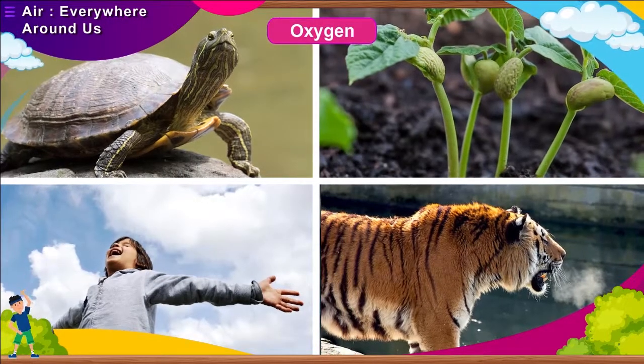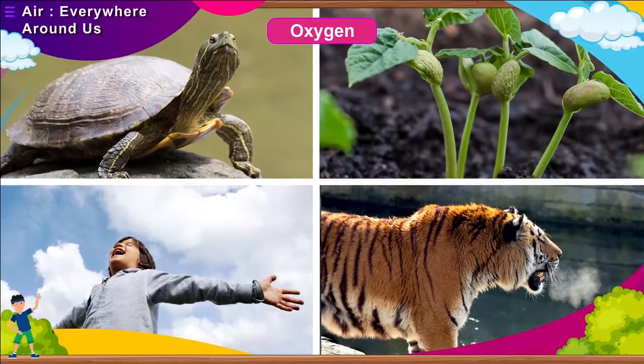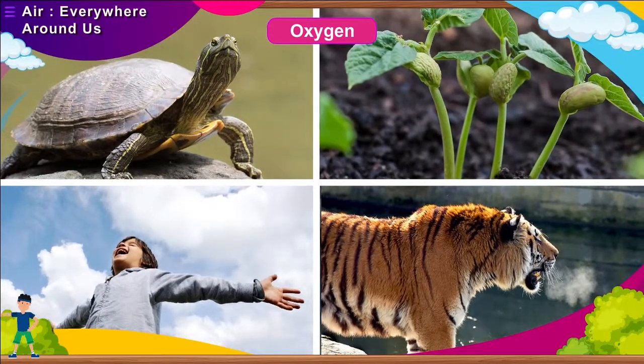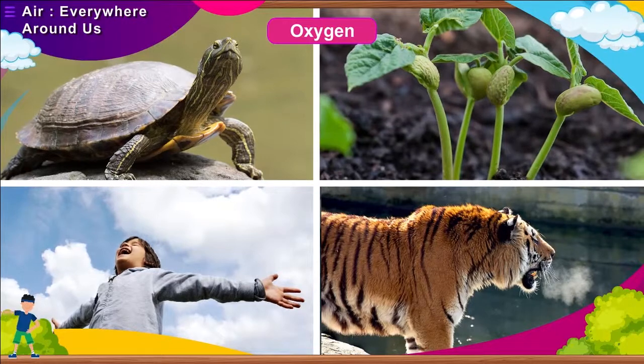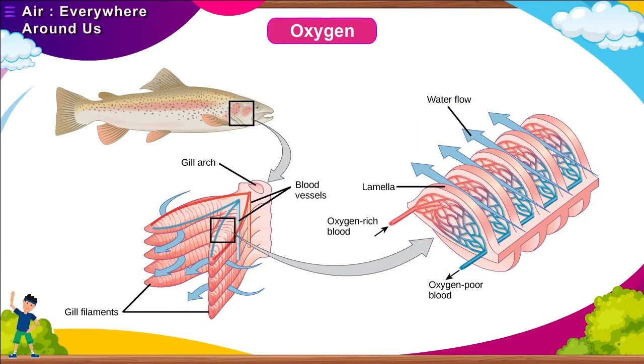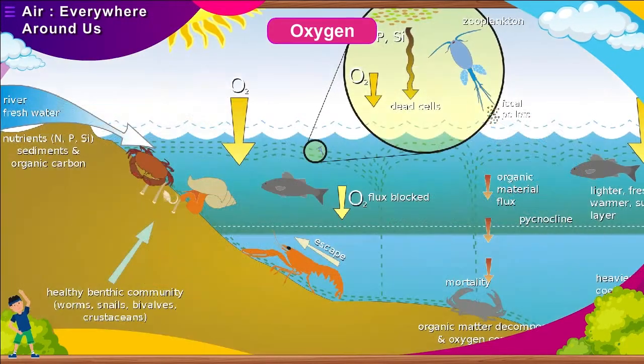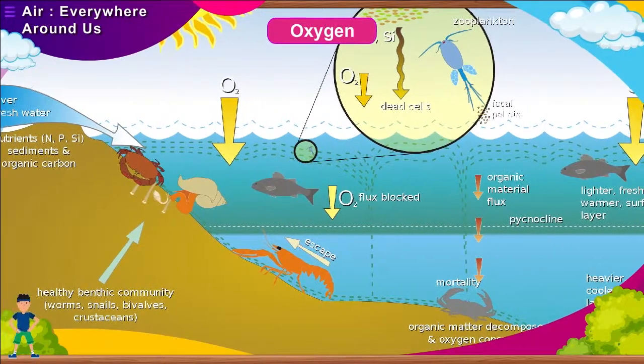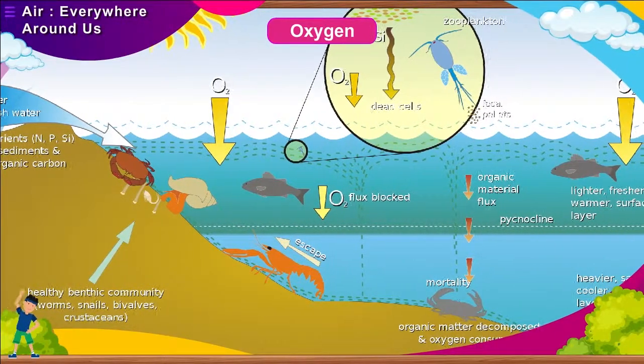Oxygen. We inhale air. All plants, animals and human beings breathe in oxygen present in the air. Even plants and animals living in water use oxygen dissolved in water. Fish take in oxygen dissolved in water through their gills. Animals living in water use the air dissolved in water. Aquatic animals use this air to survive.